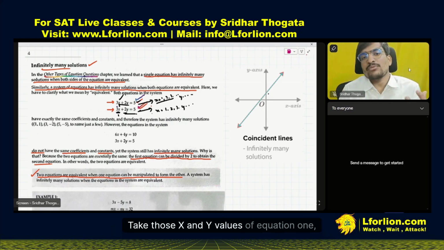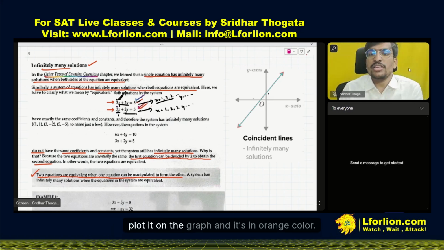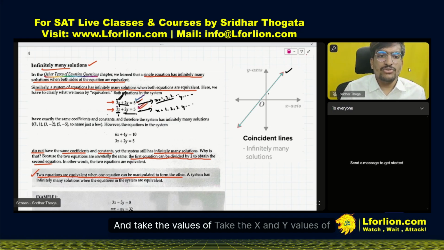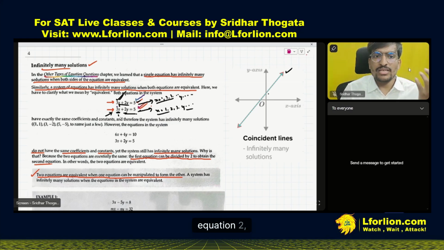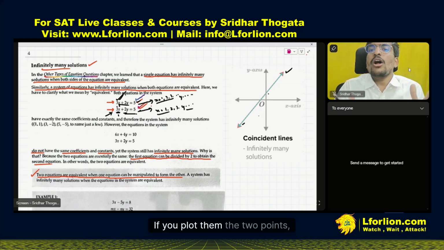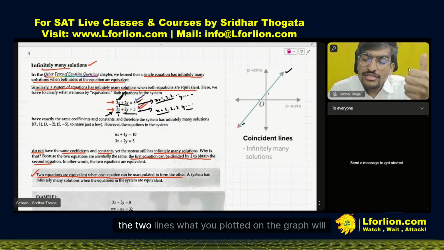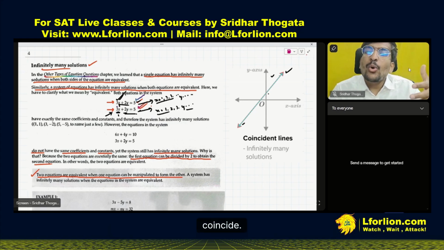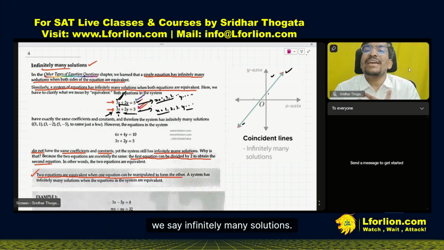Take those x and y values of equation 1 and plot them on the graph, in orange color. Take the x and y values of equation 2 and plot them on the graph, in blue color. If you plot them, the two lines you plotted on the graph will coincide. If they coincide, we say infinitely many solutions.